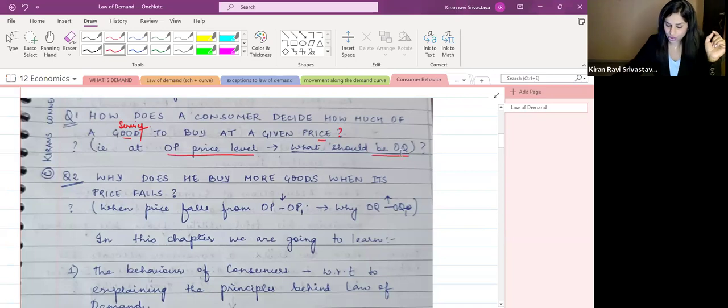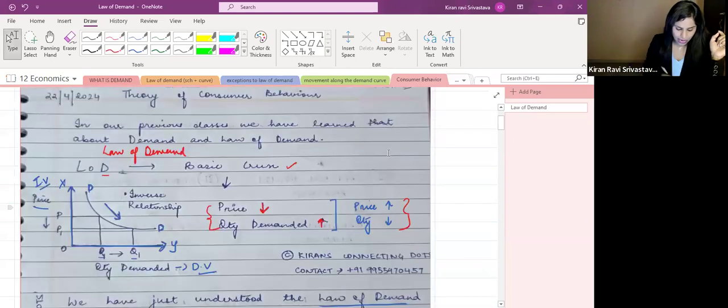I'll show you the curve once again. At this OP price level, what should be your OQ? This is my OQ. At this price level, where should this point come? How is this determined? This is the first question.